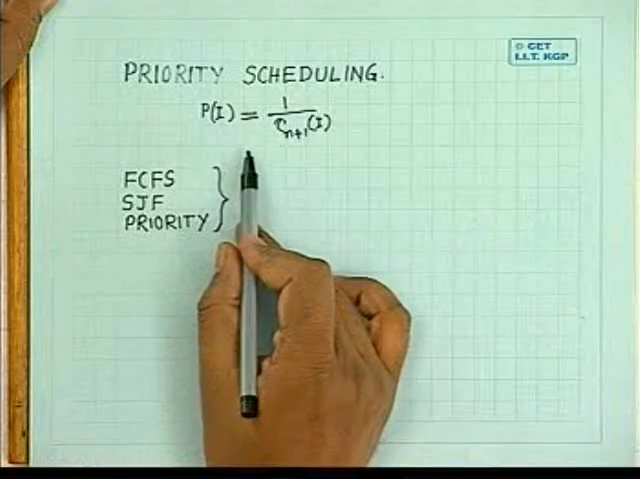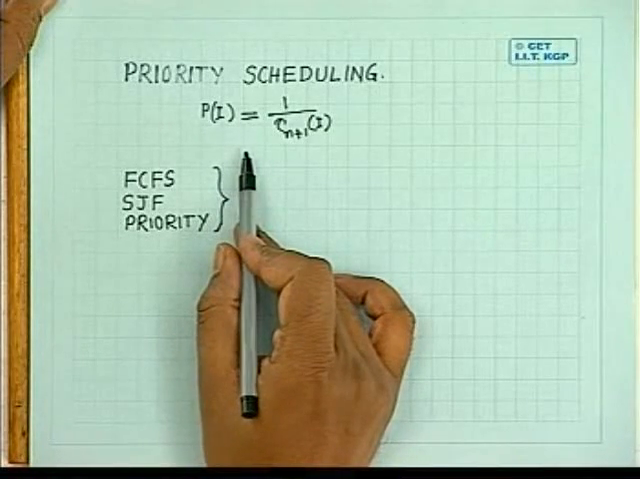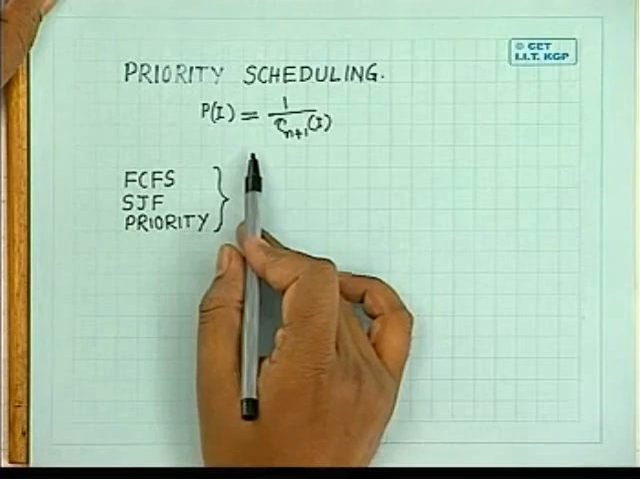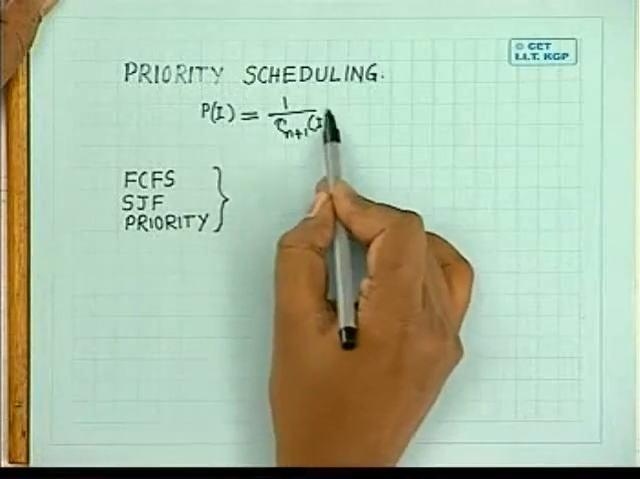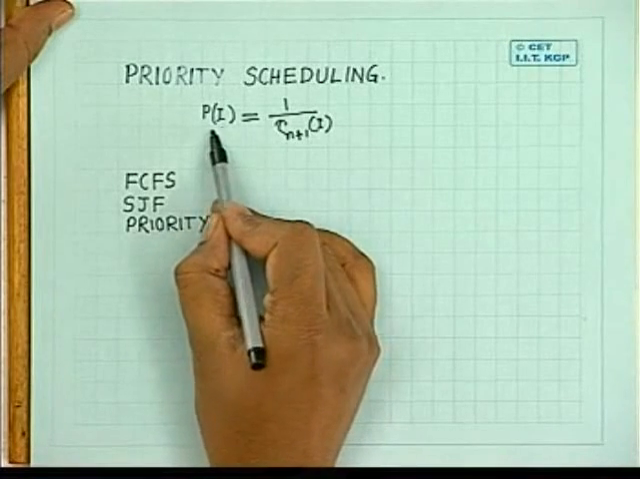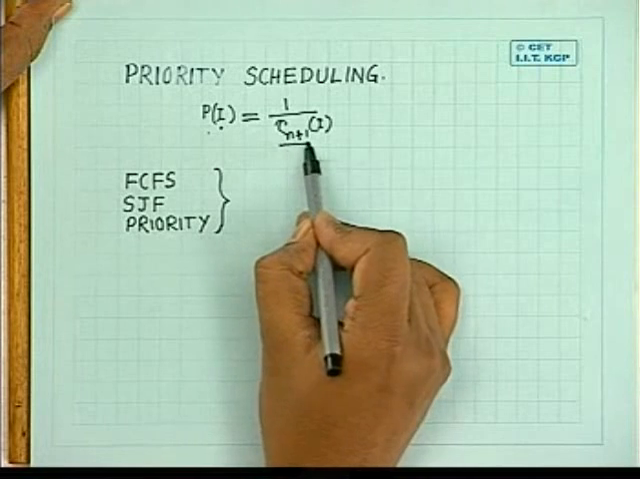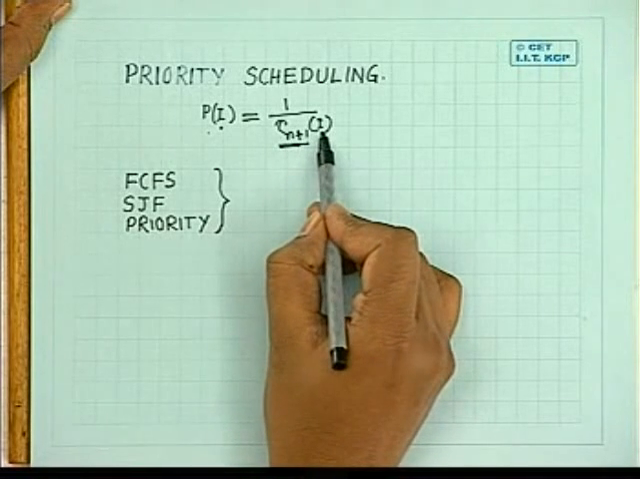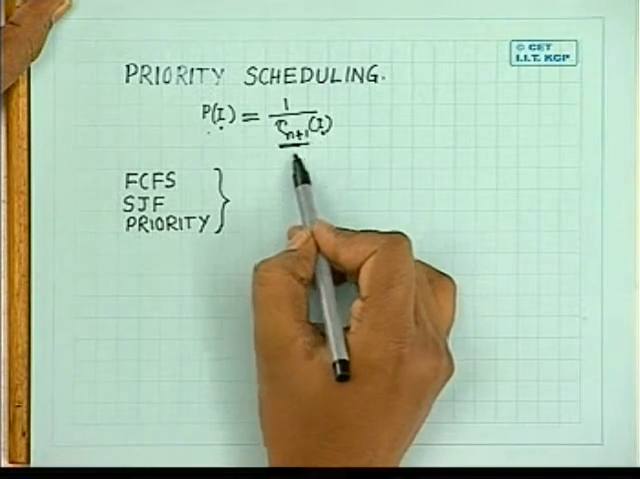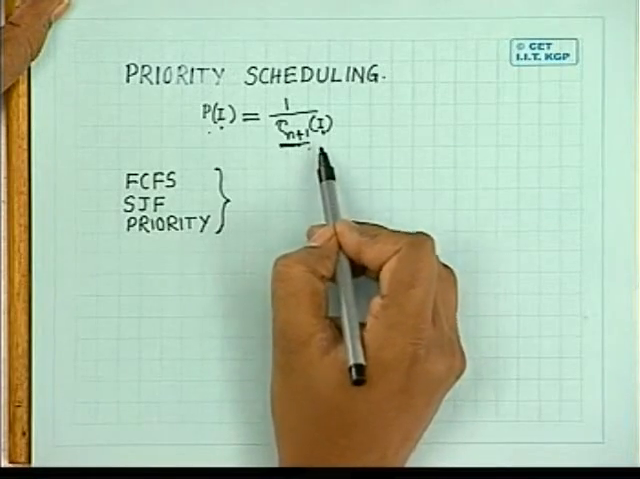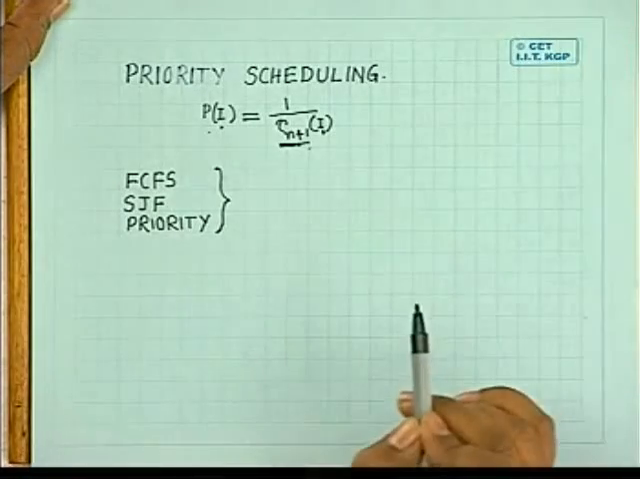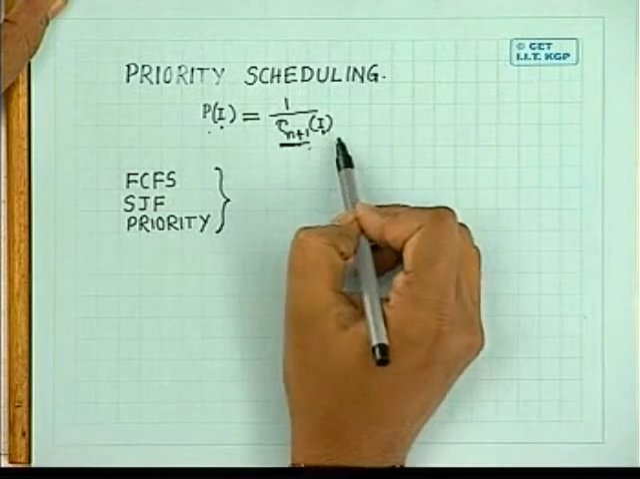So can we call SJF as priority scheduling? Yeah, that is what I said. SJF, shortest job first, we are calling a special case of priority scheduling, where the priority is defined like this. Here the priority of job I is the reciprocal of the predicted next CPU burst time of job I. So, the job whose predicted next CPU burst is minimum will have maximum priority, because we are taking the reciprocal of that as the priority.